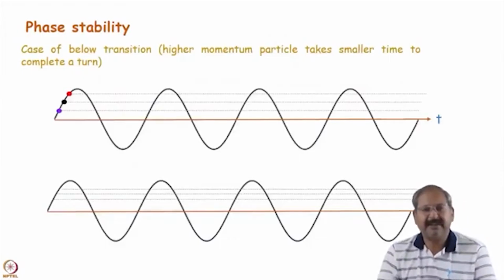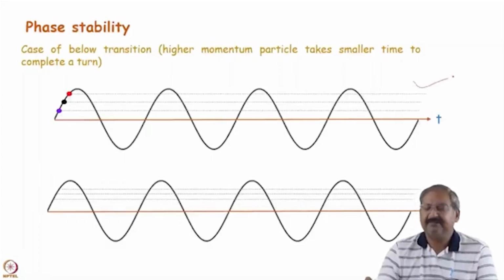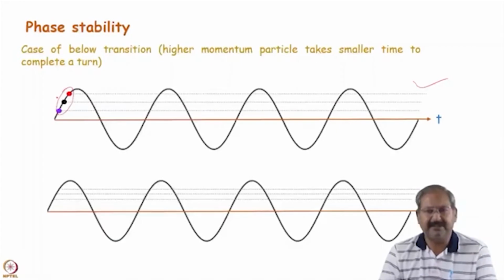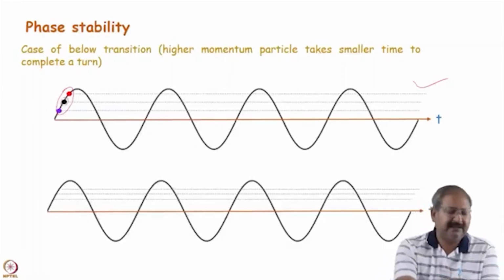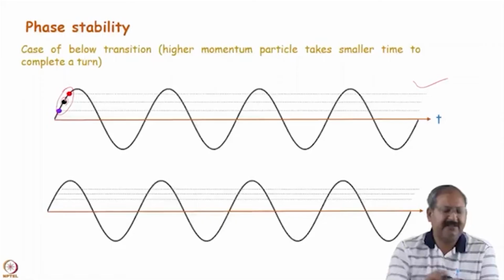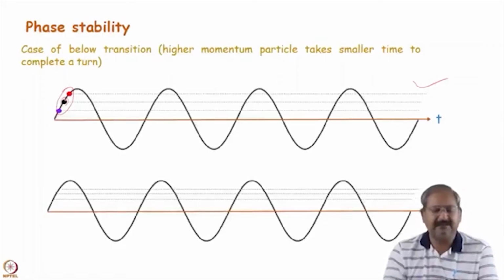Now we see what is the effect of this gamma transition on the longitudinal dynamics. This is the RF wave inside the cavity, and suppose a particle arrives in the RF cavity at this place. These are the initial conditions for 3 particles. The particle in between is the synchronous one, which means it will come again on the synchronous phase. We are assuming that the synchronous phase is not changing, so this particle will come again in the next turn in the RF cavity on the same phase here.